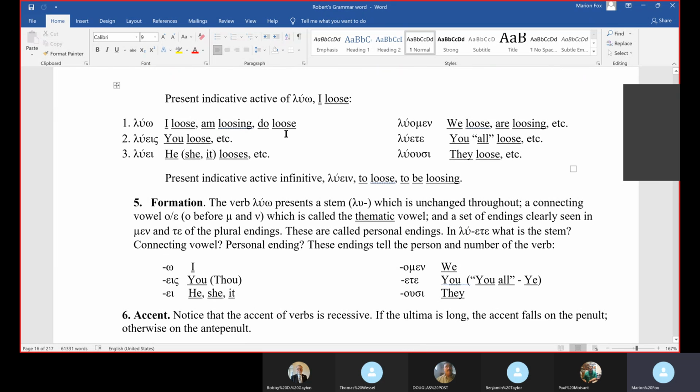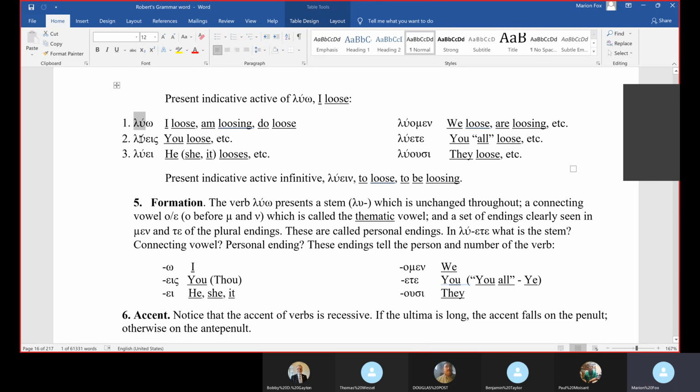Now here's your basic form. We have our stem, lu, the first two letters, and then the omega at the end is first person singular. It's for the verb, and it means it is actually a pronoun. So Greek verbs, unlike English verbs, have a pronoun attached to the end of the verb. This would be literally "loose I," but we would translate it "I loose," or "I am loosing," or "I do loose." But the omega is "I."